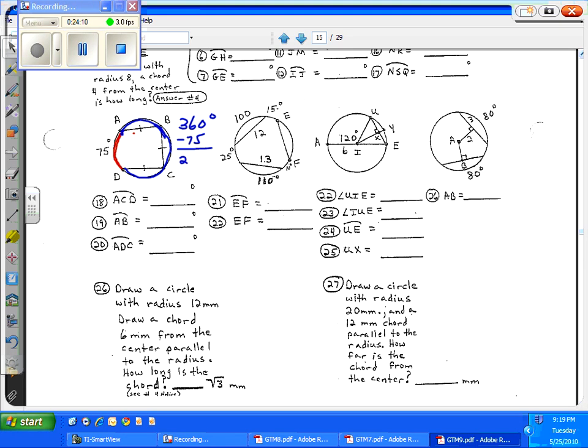So it would be 295 degrees for a major arc ACD. That would be 285. I subtracted wrong. Sorry about that.